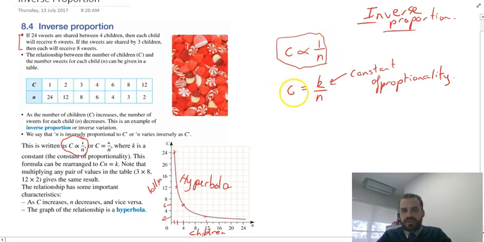And you need to know that this can be written as C equals K over N, where K is the constant of proportionality. That's enough for this one.